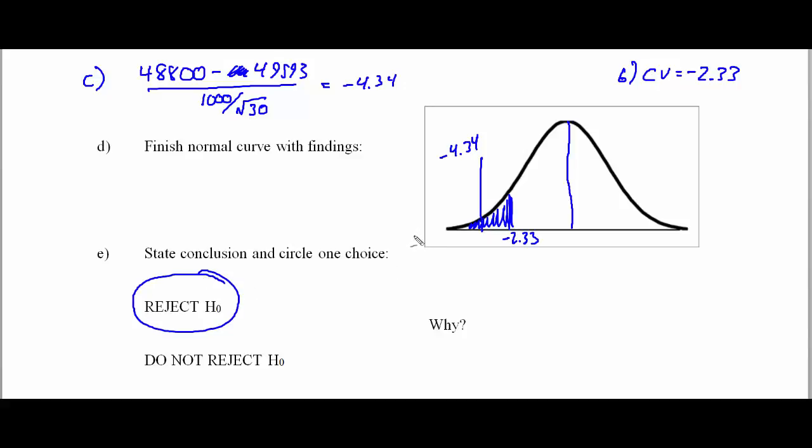It seems that these state employees are earning a significantly lower amount of money than the federal employees, and we're going to reject it because negative 4.34 was less than negative 2.33. We also could have said that negative 2.33 was greater than negative 4.34. We will reject the null hypothesis.